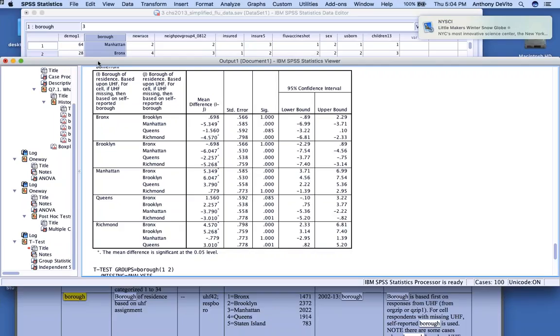Okay. They may ask you on the test, well, what are the assumptions for analysis of variance? Right?